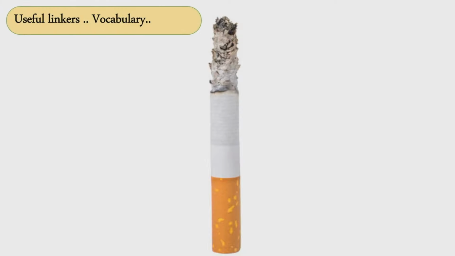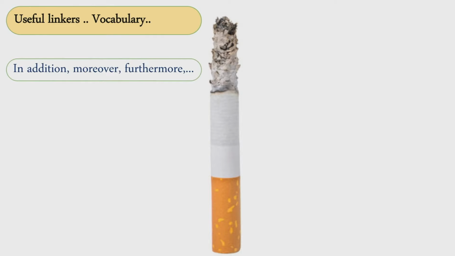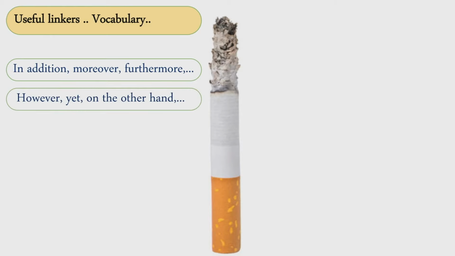When writing your article, you may need some of the linkers we'll list later on and some of this vocabulary. So if you are going to add arguments, you may use in addition, moreover, furthermore. Try to avoid using the word and too much. If you're contrasting ideas, you can use however, yet, on the other hand. Again, try to avoid using the word but too much.